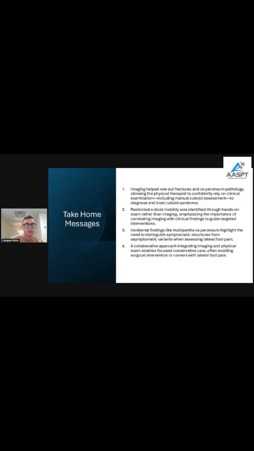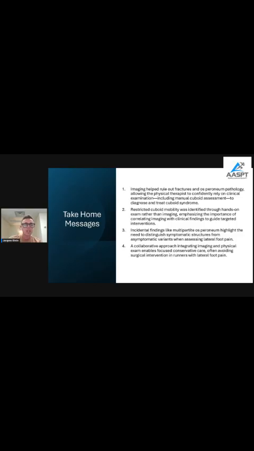The restricted cuboid mobility was identified through this hands-on exam, emphasizing the importance of correlating the imaging with the clinical findings to guide targeted interventions. So they may have had these incidental findings of os naviculare and os trigonum. However, just based on pain location, things of that nature, and their physical exam, we were able to note that those weren't probably the primary cause of their pain and symptoms.